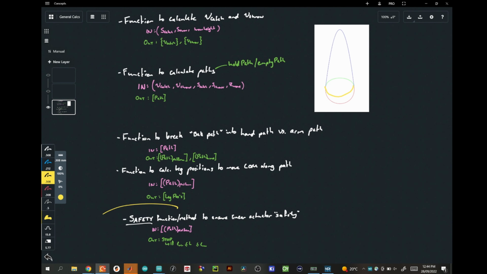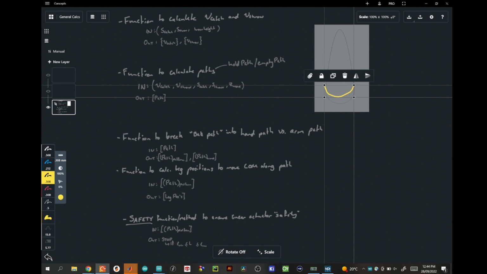And the last function is arguably the most important, which is a safety function, just to make sure that none of the legs are commanded to move to be too short or too long so that they break themselves, basically. Yeah, so that's a pretty important one, and I will absolutely need to have that in before I start doing anything serious with Jugglebot.